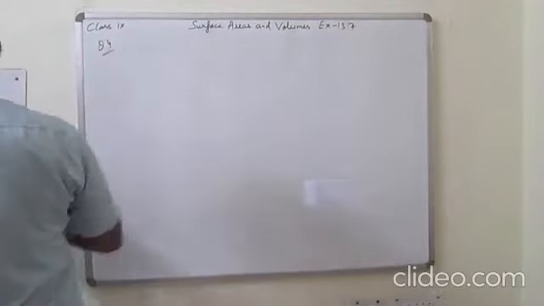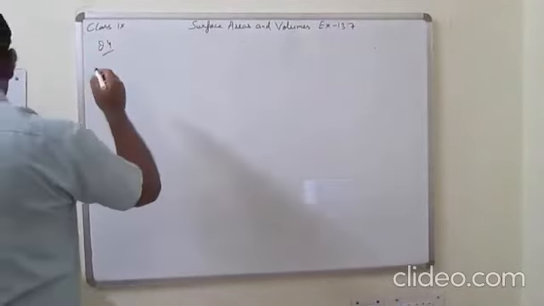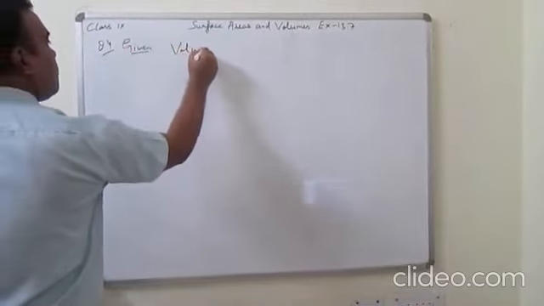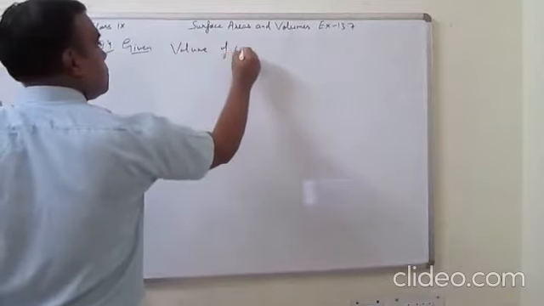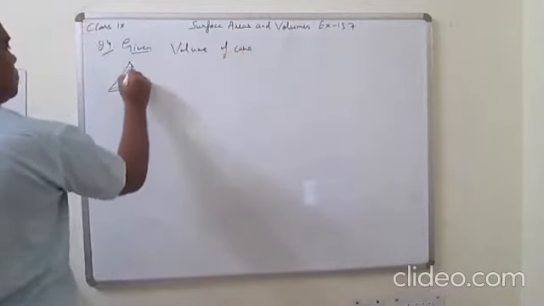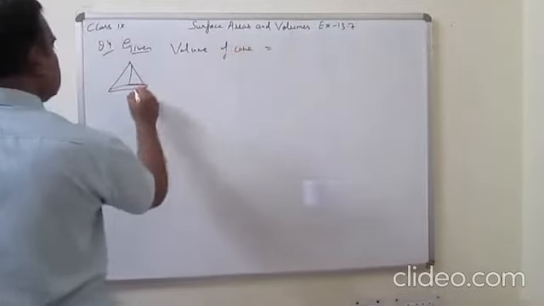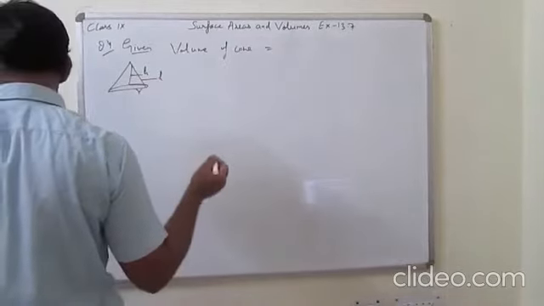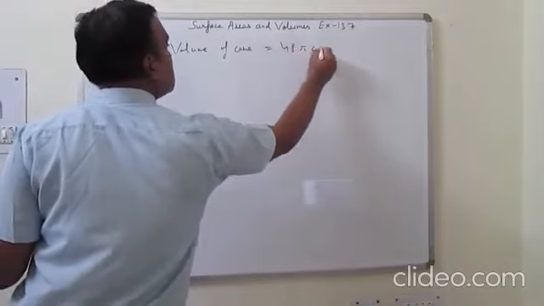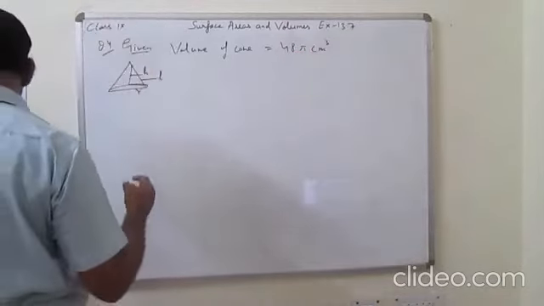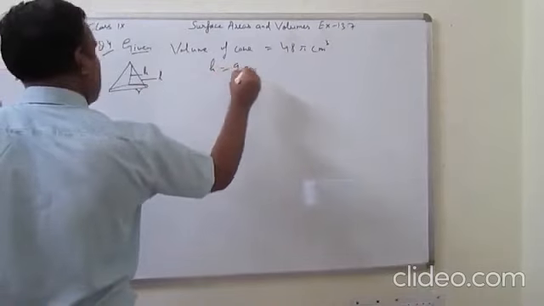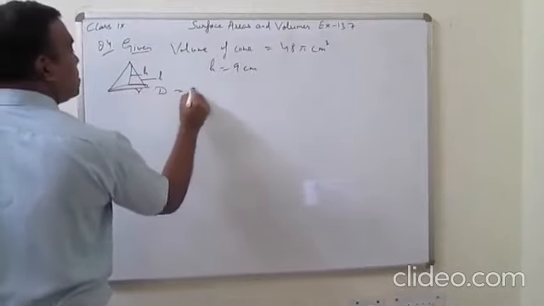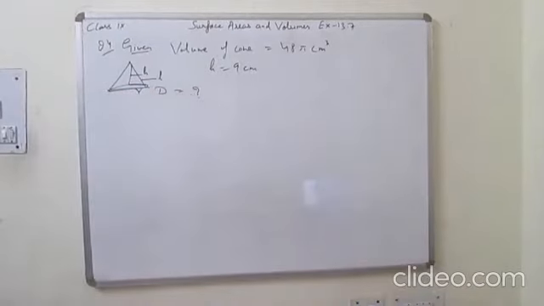Question number 4. Given the volume of a cone, V is 48 pi centimeter cube, and the height of the cone is 9 centimeter. You have to find the diameter of its base, D. So we have to find the diameter.